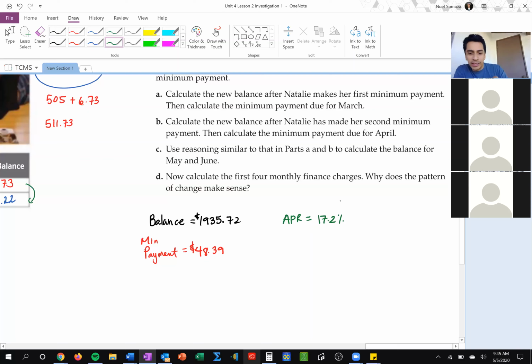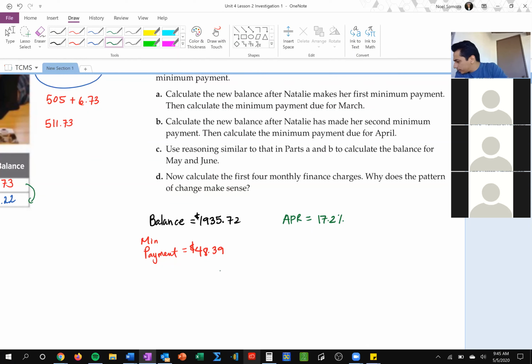Okay. And we need that, right? Because even though you make a minimum payment, what they're going to want to do next is see whatever balance you have left over, multiply it times your APR, and tack it back on, right? So we need to know that APR. Okay. All right.